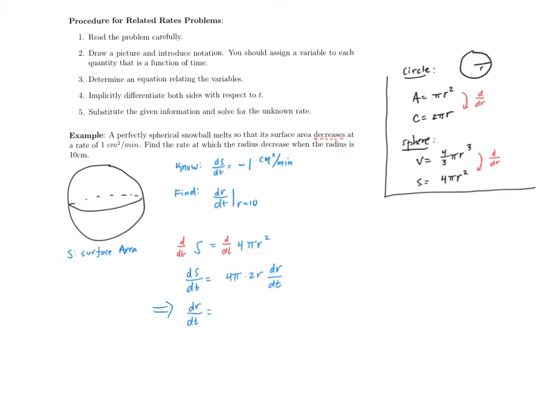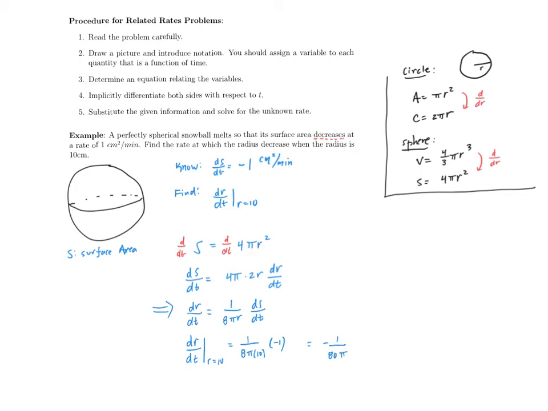So we have ds dt now on the right, and we are going to divide everything by 8 pi r to isolate dr dt. And we're in an ideal scenario. We want to know what is dr dt when r is equal to 10 centimeters. So r becomes 10, and we know that ds dt is minus 1. And I'm going to simplify this just ever so slightly, and I'm going to write this as minus 1 over 80 pi.